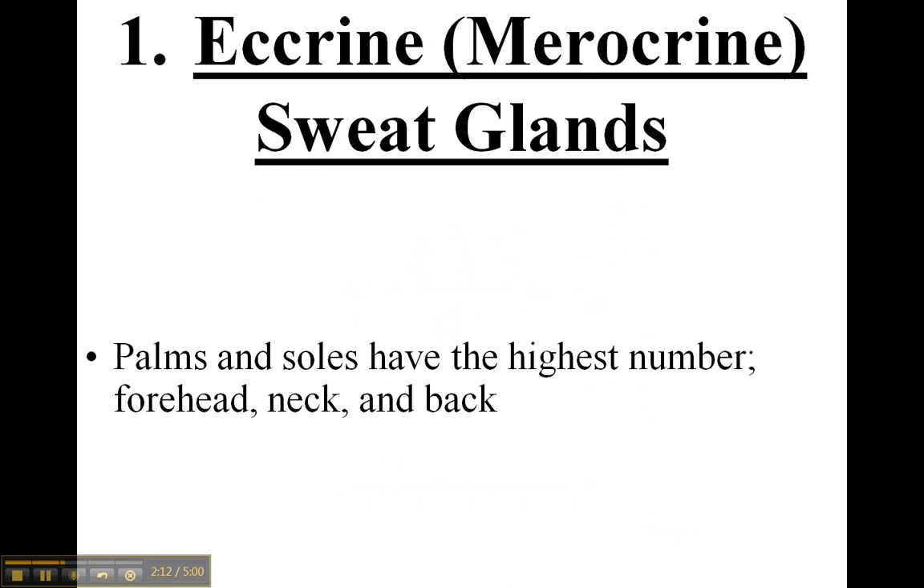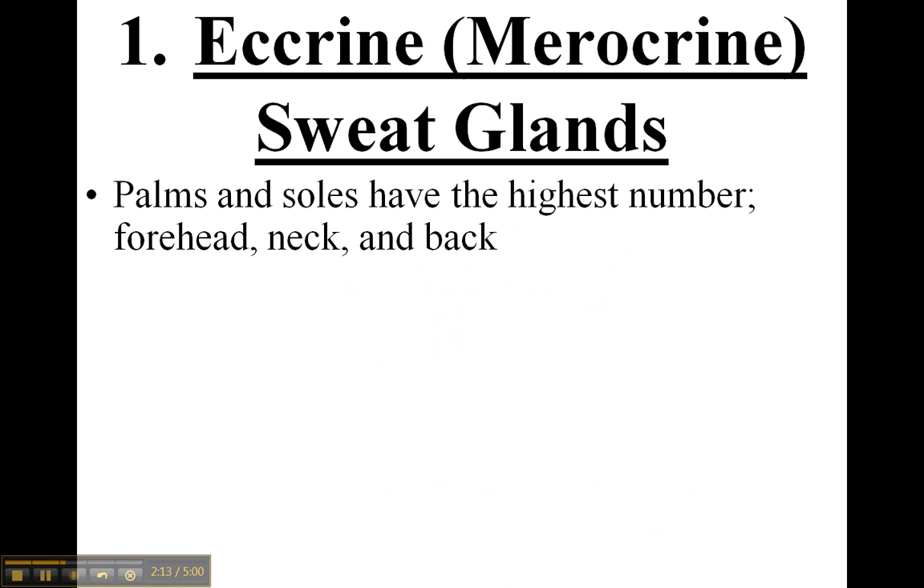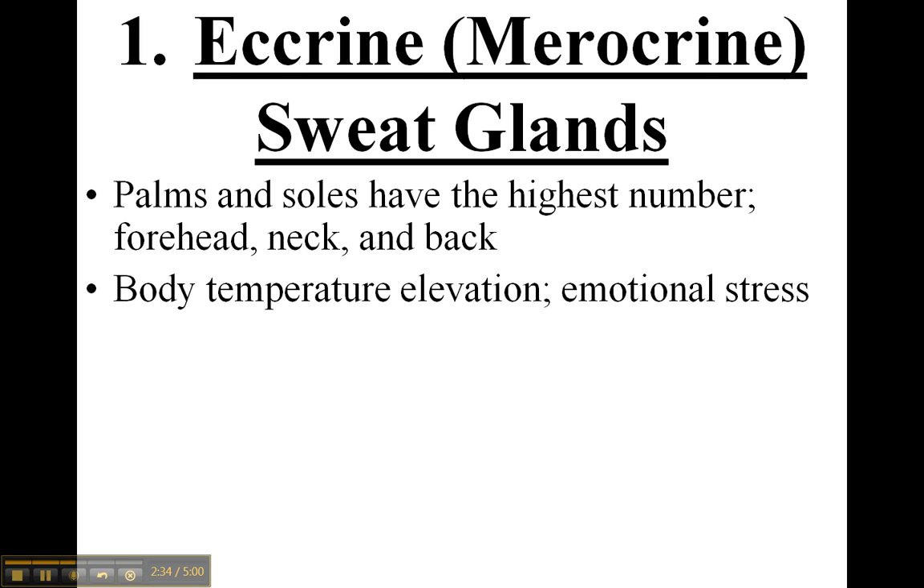What that means is that they are just releasing a clear secretion, no whole cells like in the sebaceous glands. The palms of your hands and the soles of your feet have the highest number. Also, your forehead, neck, and back. Think about it, when you are hot, those are the places that sweat a lot. In body temperature elevation or in emotional stress, you will have excess production from the eccrine sweat glands.